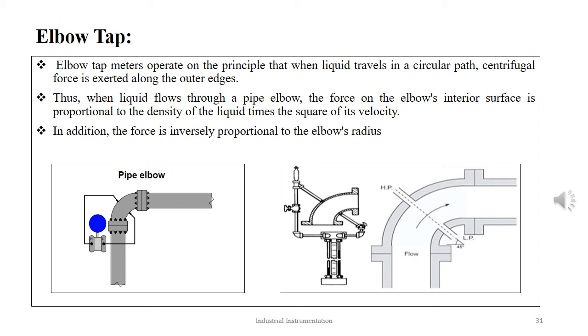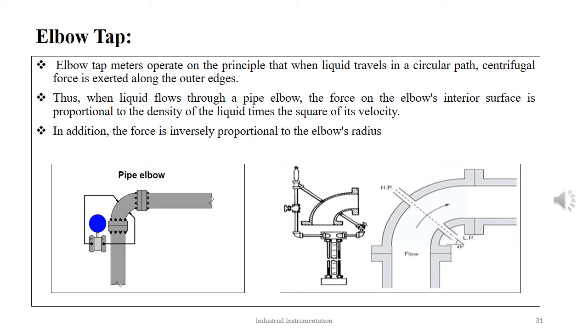An elbow tap meter operates on the principle that when liquid travels in a circular path, centrifugal force is exerted along the outer edge. Thus, when liquid flows through a pipe elbow, the force on the elbow's interior surface is proportional to the density of the liquid times the square of its velocity. In addition, the force is inversely proportional to the elbow's radius.